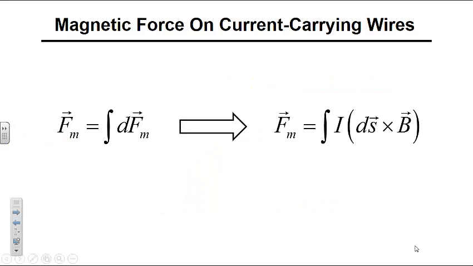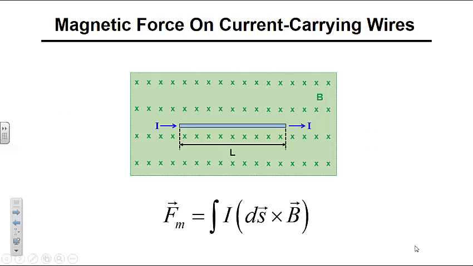The total magnetic force acting on the wire is found by integrating the infinitesimal bits of magnetic force acting on each infinitesimal bit of length of the wire. Let's use this equation to determine the magnetic force acting on this current carrying wire. We know from the cross product in this equation that the direction of the magnetic force is upwards.